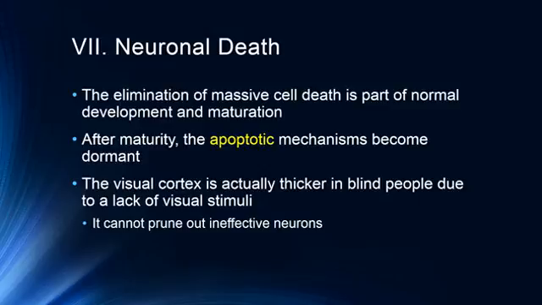There is some belief that neurogenesis is part of this sort of cellular restructuring. We know the visual cortex is actually thicker in blind people due to a lack of visual stimuli, because they cannot effectively prune out ineffective neurons, and so they actually remain when they're not being effectively used.